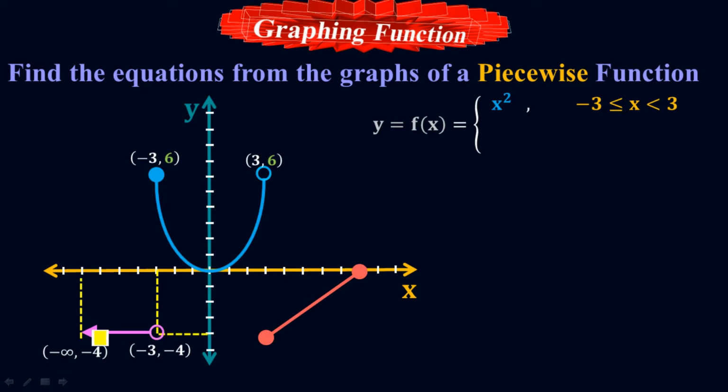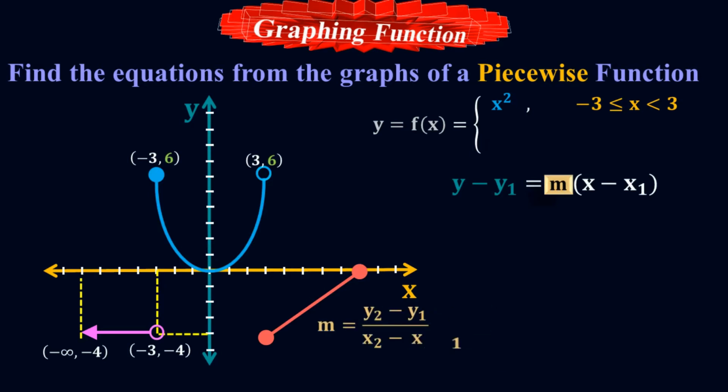Remember, this graph is going in the x direction, not in the y direction. So in the x direction, it goes to -infinity. This arrowhead means it goes to -infinity. So these are the coordinate points. Since it is a straight line, we're going to apply the equation of the line y minus y sub 1 equals m times x minus x sub 1, where m is the slope of the line, which is y sub 2 minus y sub 1 over x sub 2 minus x sub 1.